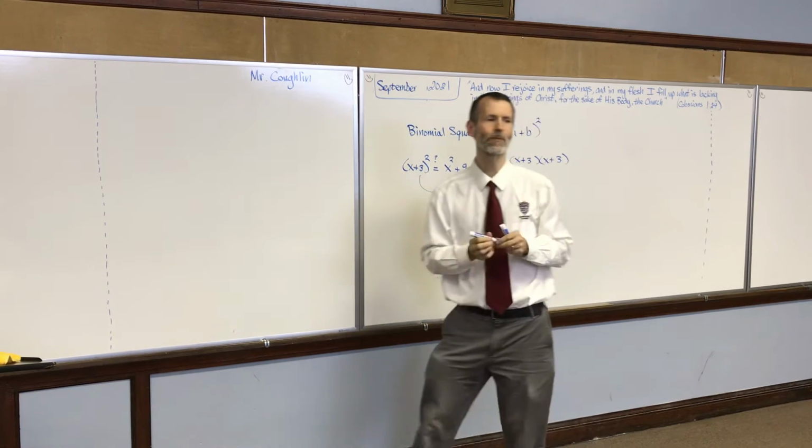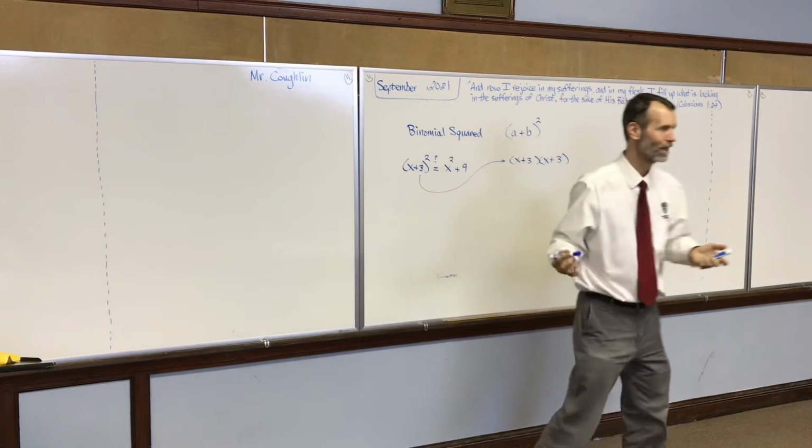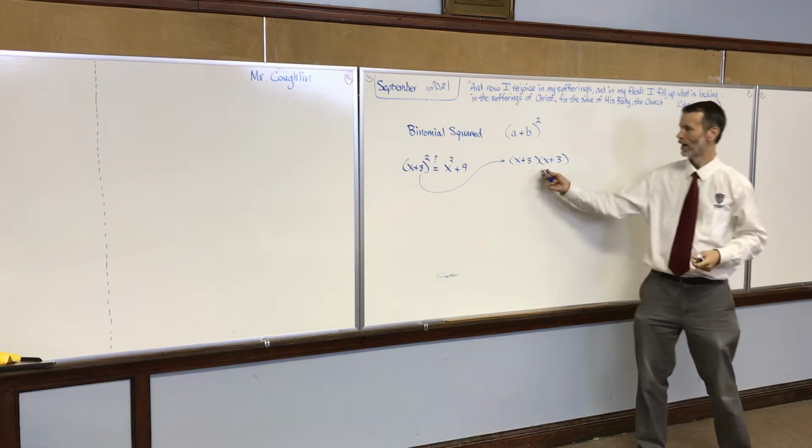It's x plus 3 times x plus 3. Let's actually do it. Let's see what we get. So, let's say what? Andy, help me out here. How do you do a binomial?